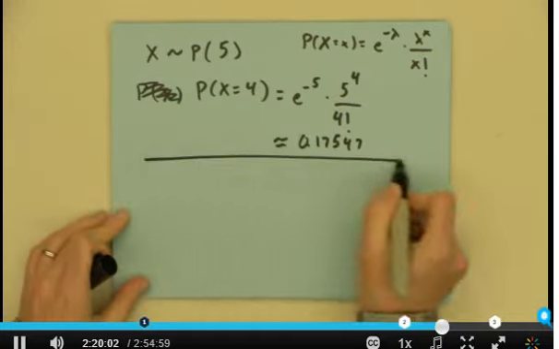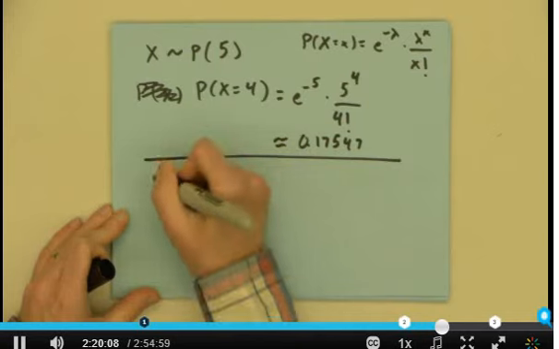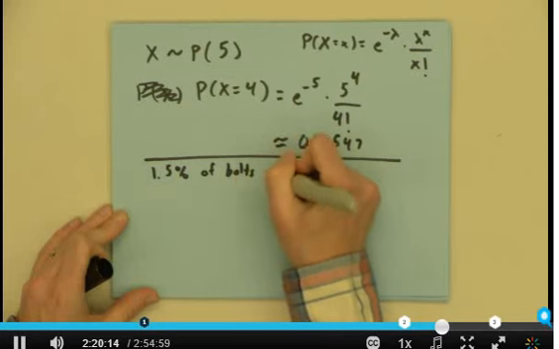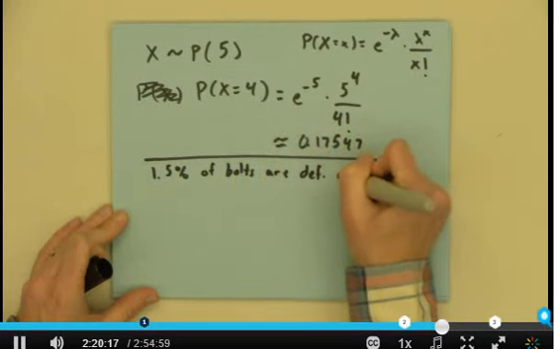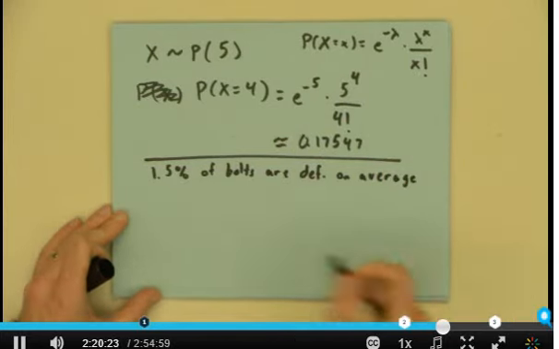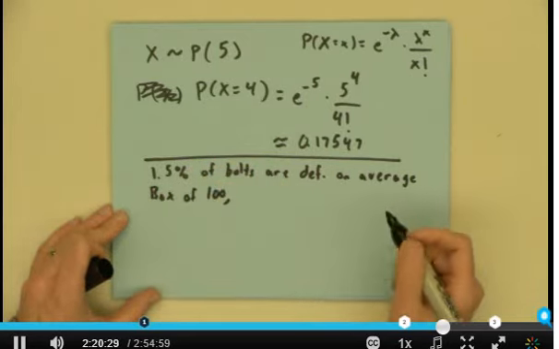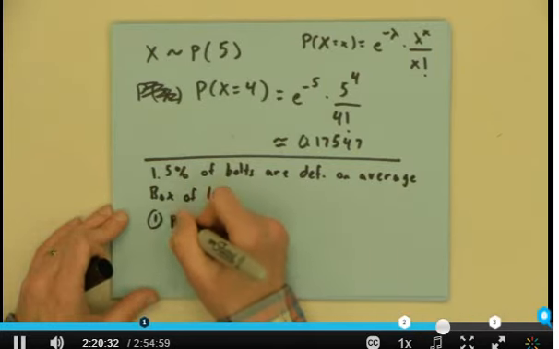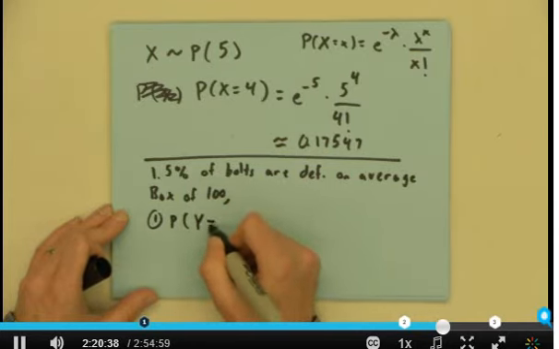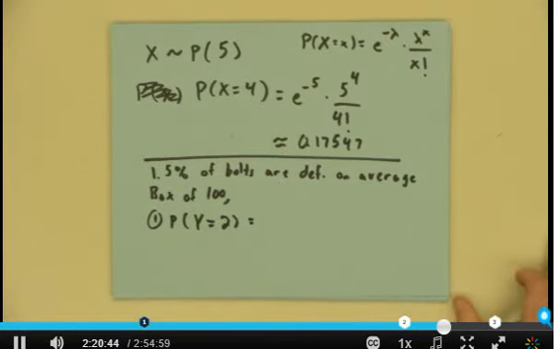What if I did another example here, where I have a manufacturer and they manufacture bolts. 1.5% of their bolts are defective on average. If I have a box of 100, what is the probability that exactly 2 are defective? I'll use y in this case. How would I do that?